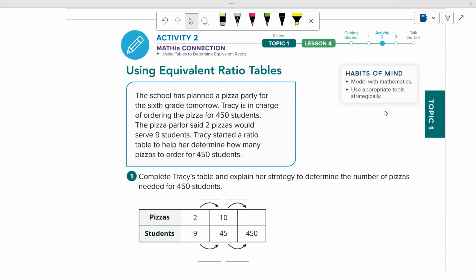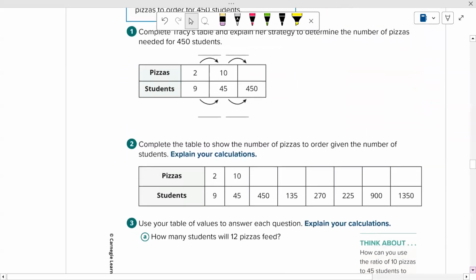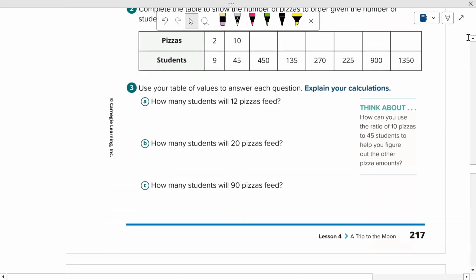All right, we are on topic 1, module 2, lesson 4. So that's what we are working on. We're doing activity 2, using equivalent ratio tables, probably one of the biggest things we need to look at. Last time we did activity 1. Now we're on activity 2, and this is on page 217. Let me scroll down so you can see the number, page 217.